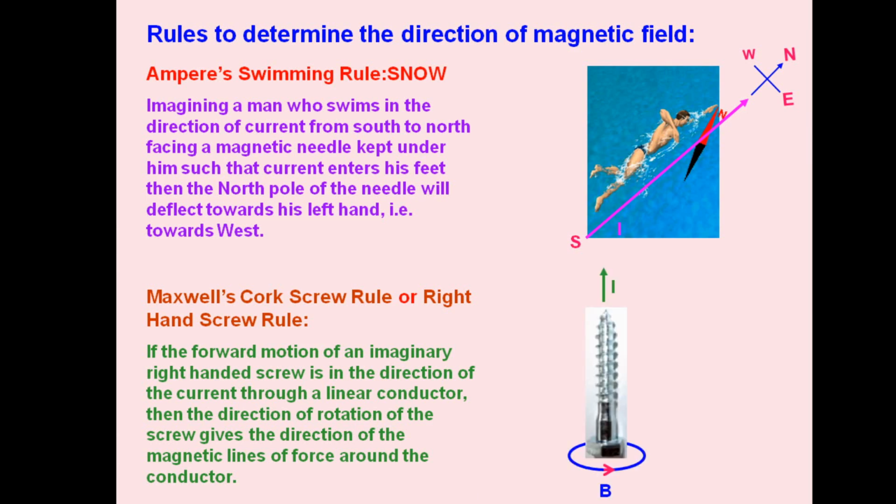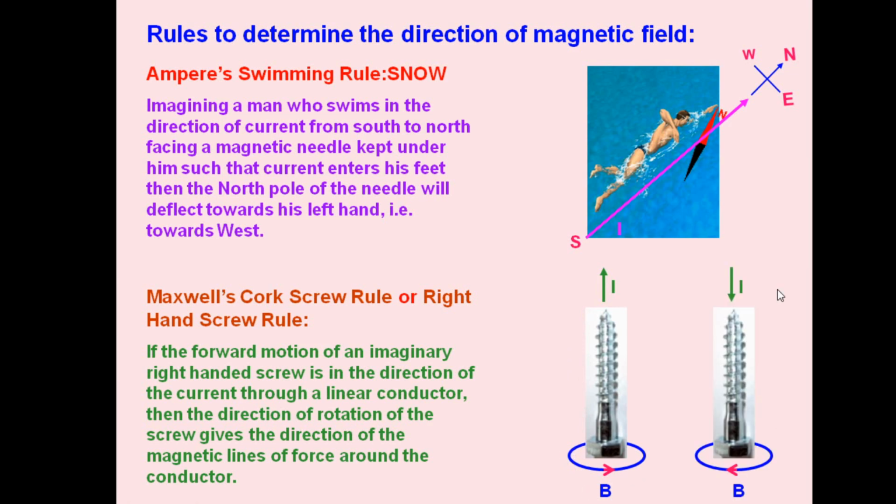See, in this, current is going up, tip is going up. When we rotate in this direction, the arrow is showing the direction of rotation. So direction of current is in the direction of motion of the tip. This rotation will give the direction of magnetic field B.